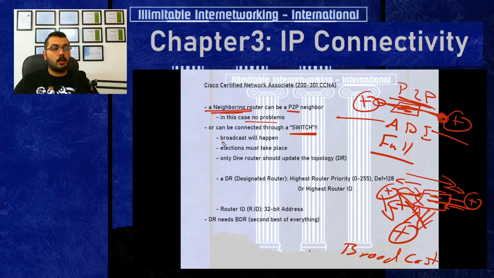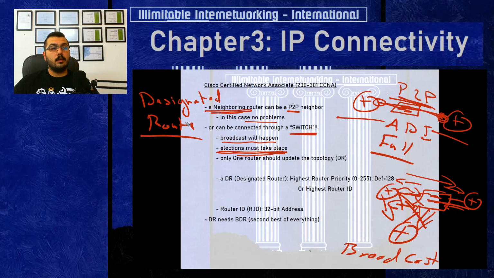Okay, so broadcast will happen, then we must have some type of elections. This is kind of weird because the last time we had broadcast between three switches, we used election also under the process of spanning tree protocol. And in OSPF, when there is a switch and broadcast will happen, we will also have elections, but of course not for spanning tree, for something called electing the designated router.